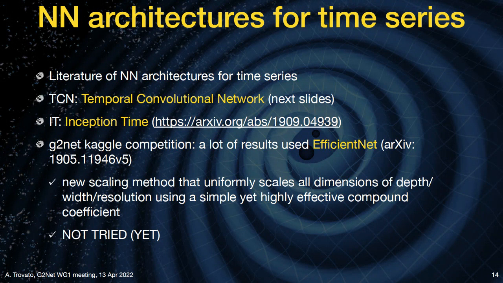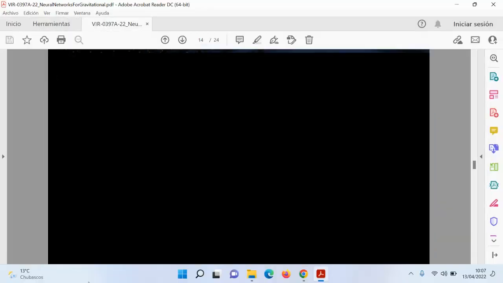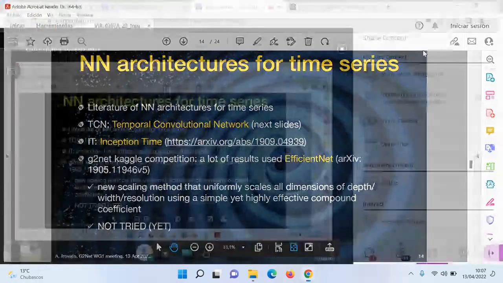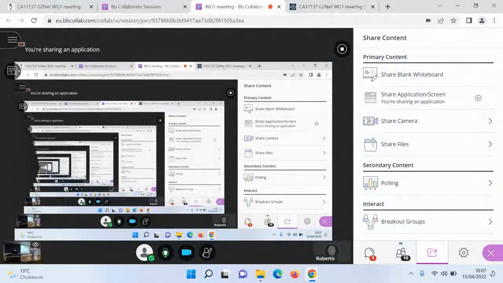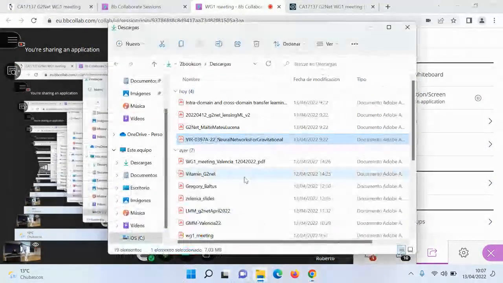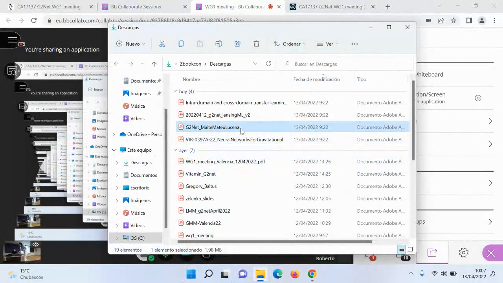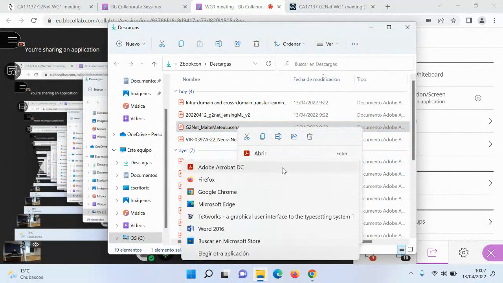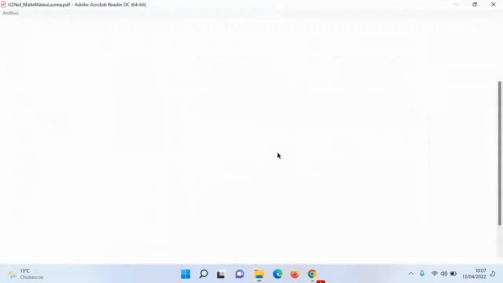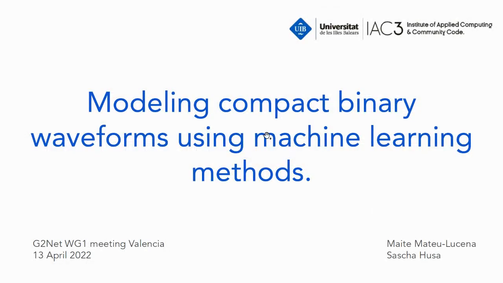And I invite the second speaker. It's very important. Okay, we download it, enter in the buttons. Thanks. And this is already sharing, right? Okay.